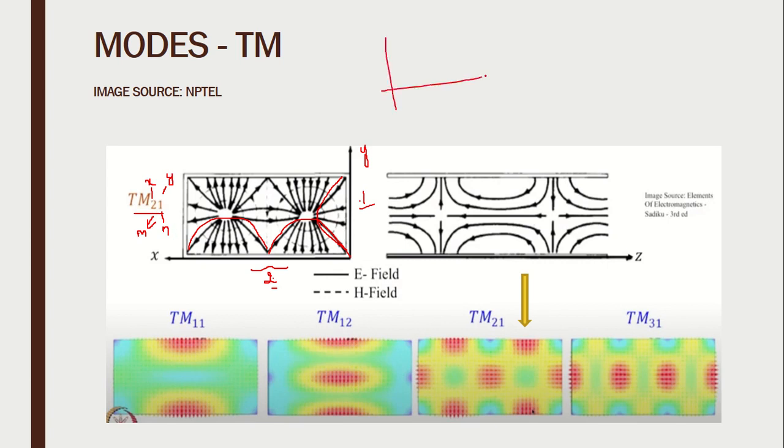And a half sinusoid is nothing but, I think we know about a half wave rectifier or something like that. So these are called half sinusoids. This diagram has 3 half sinusoids. If you observe this diagram, here there are 2 half sinusoids. In this direction there is 1 half sinusoid. So this is called a TM21 mode.